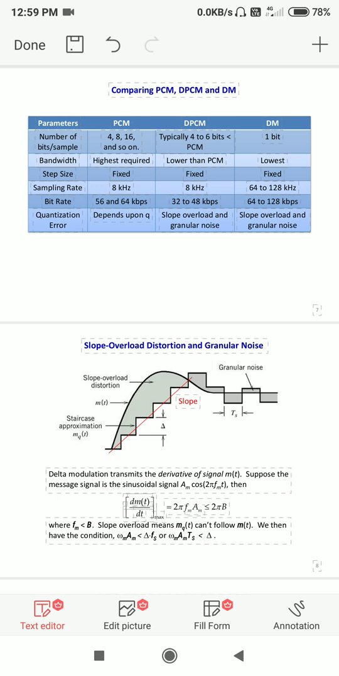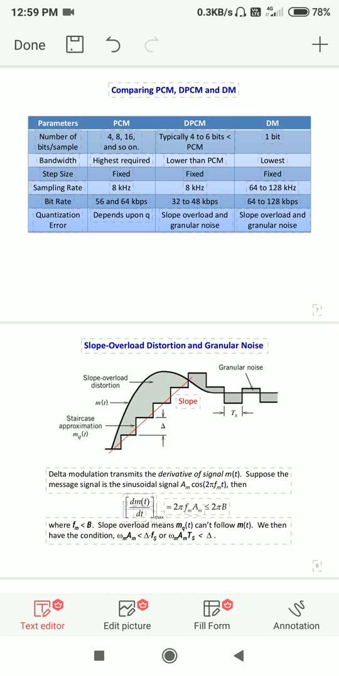Sampling rate is 8 kHz for PCM, 8 kHz for DPCM, whereas for DM we need 64 to 128 kHz. Just now we discussed that. Here we need a sampling frequency, or sampling rate, which is 4 to 5 times the Nyquist rate. Quantization error depends on Q in PCM. In DPCM, slope overload and granular noise is there, and in DM, slope overload and granular noise is there, and this noise is greatly reduced in adaptive delta modulation.